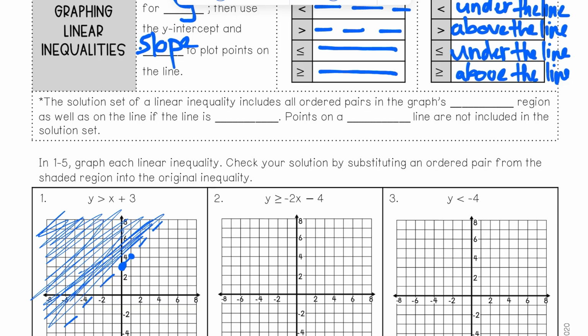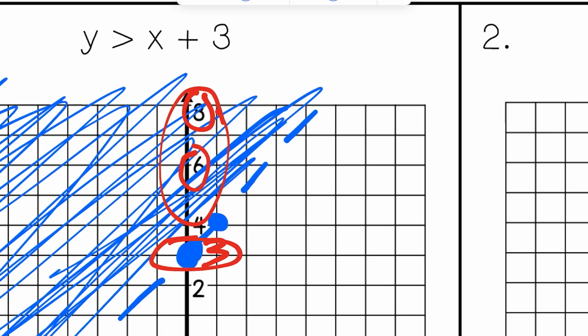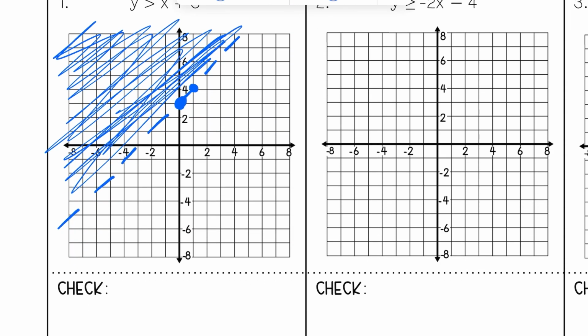And does that make sense? Are the y's up here greater than this y right here? Well, yeah, 8 is greater than 3, 6 is greater than 3, and so is 4. So that leads me to believe I've done this right. Cool. Okay. Now it says check.